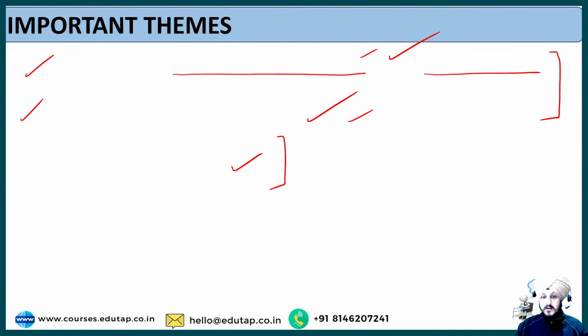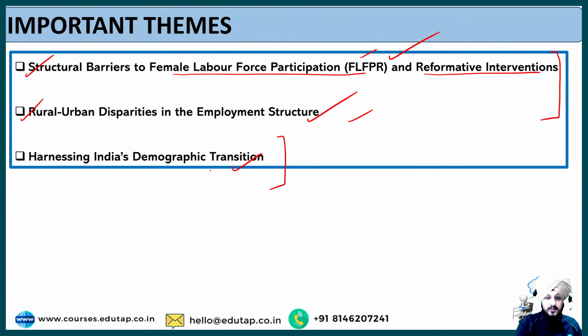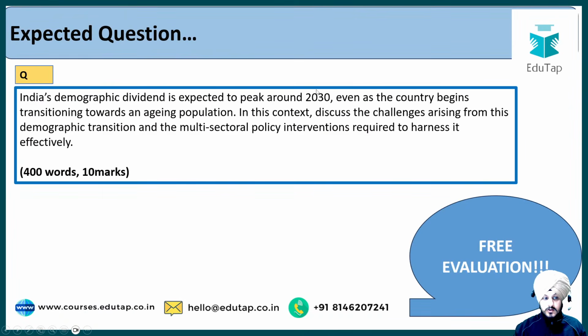Now, if you see the expected question for today regarding this theme number 3 that we are going to cover. The question says: India's demographic dividend is expected to peak around 2030, even as the country begins transitioning towards an aging population. In this context, discuss the challenges arising from this demographic transition and the multi-sectoral policy interventions required to harness it effectively. So this is something that has been discussed as a part of the economic survey multiple times, and we are going to see it.